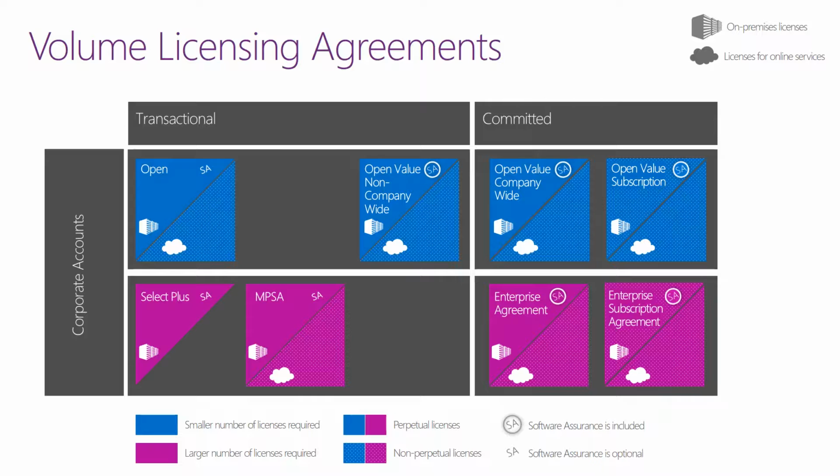You can see as well all of the other programs there and how they fit together. So when customers buy software assurance, dependent on the program that they're buying their licenses from, they can opt to include software assurance if they need to.